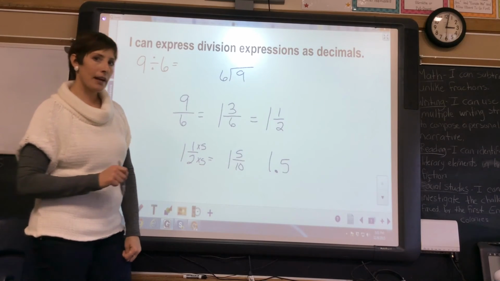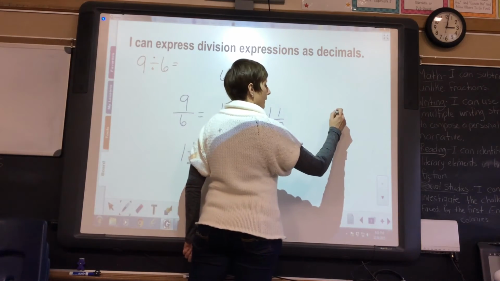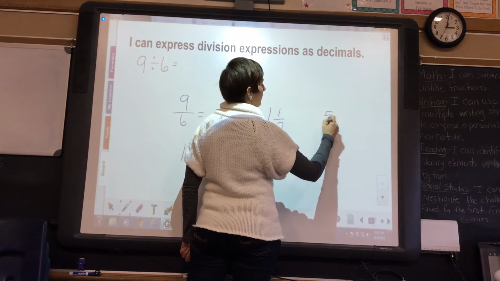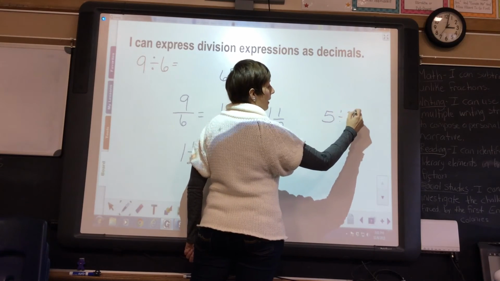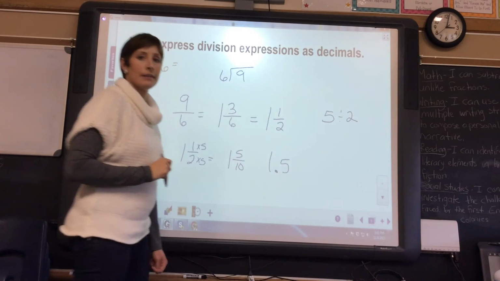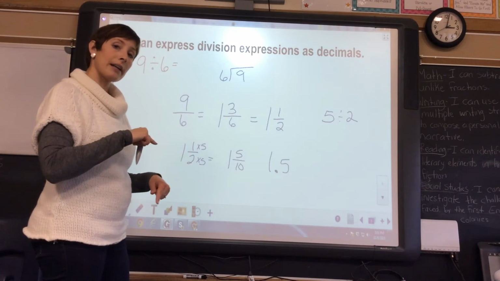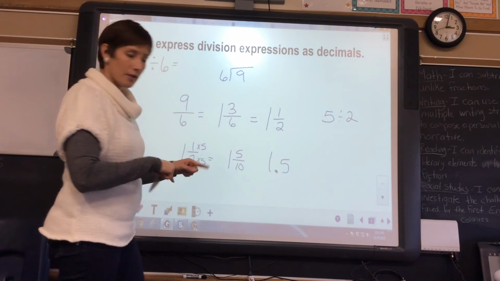I'm going to have you try this with 5 divided by 2. Good luck. Pause this. Go ahead and solve that one. Let me know how it goes.